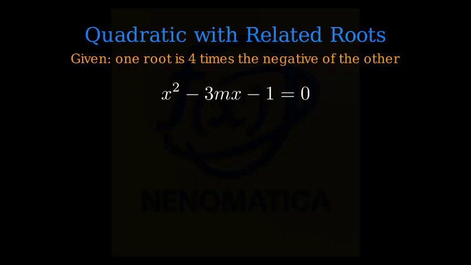In this lesson, we will solve a quadratic parameter problem step by step. The equation is x squared minus 3m x minus 1 equals 0. One root is 4 times the negative of the other root. We will solve for m with two clean methods.